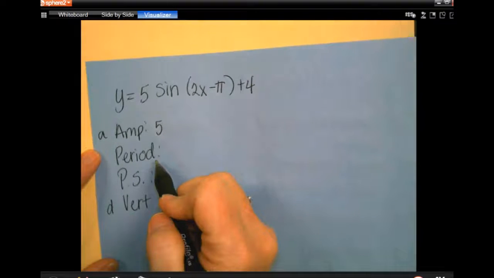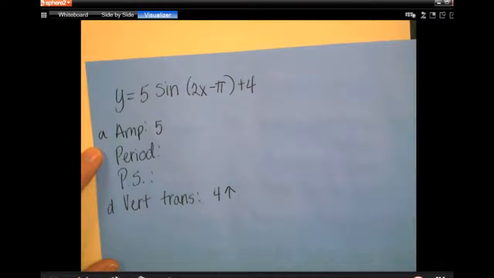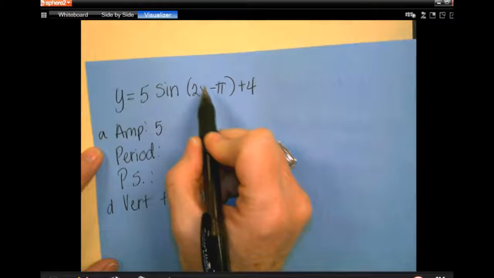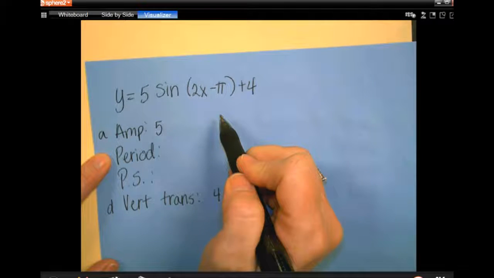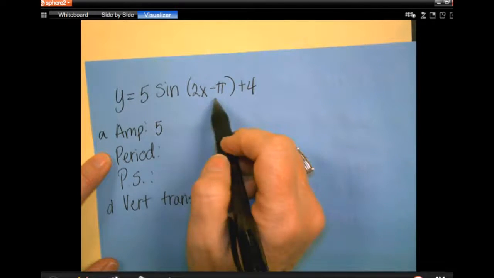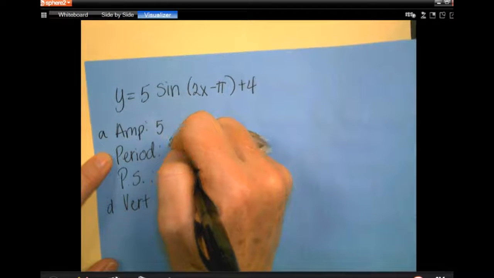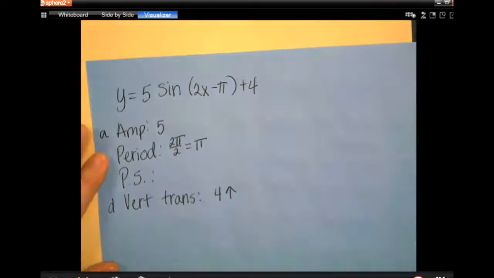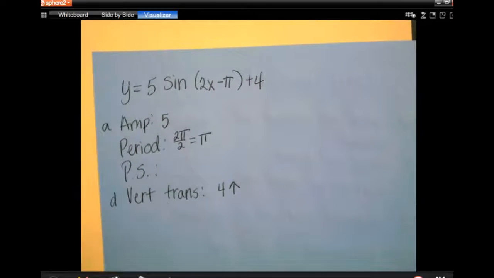So next, the period is the old period divided by B. So what's the B in this case? 2. That's the number in front of the x. So am I going to use 360 or 2 pi this time? So 2 pi. So I'm going to take 2 pi divided by 2, and that gives me pi. So the period is pi. So what that means is, instead of the sine function taking all the way out to 2 pi, you shifted it, and now it just finishes at pi, okay?